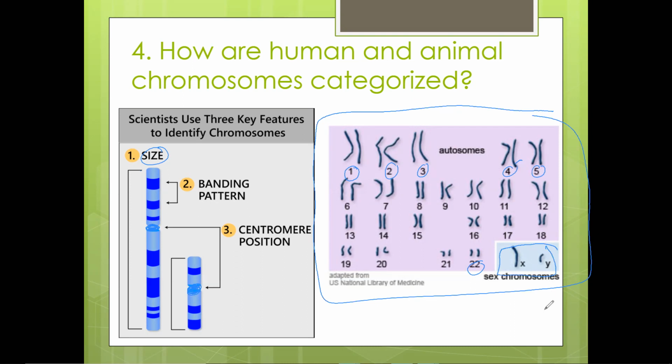So if you've ever heard that girls are XX and boys are XY, that is actually referring to the last pair of chromosomes that we have. If you have 2 X chromosomes, you are female genetically, and if you have one of each, like this particular karyotype has 1 X and 1 Y, then you are male genetically.